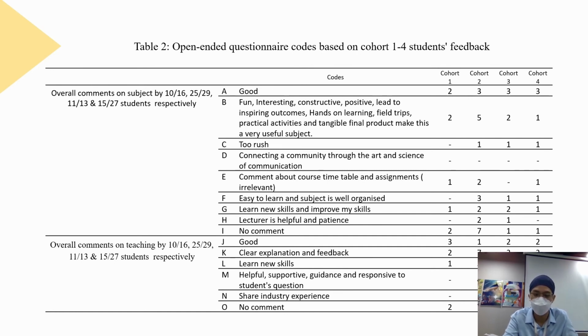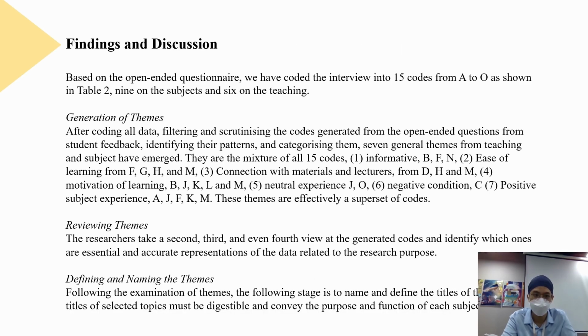As you can see from them, we have categorized them into A until O. We came up with 15 codes from A to O as shown in Table 2, 9 on the subject and 6 on the teaching. After all these codes were generated, we also grouped them and came up with themes. These themes are effectively a superset of the codes. Lastly, we review the themes and define the names of the themes before we move on to the reporting.